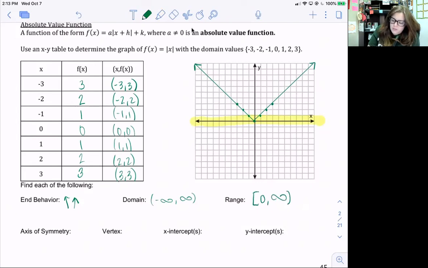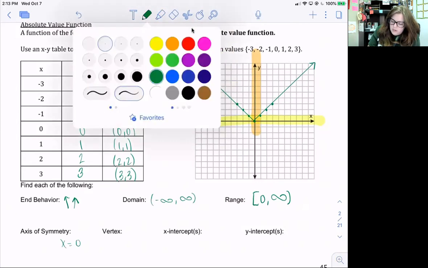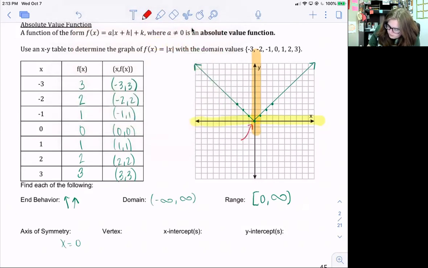The axis of symmetry is the line that cuts the graph in half, which here would be the line x equals 0. The vertex is the bottommost or topmost point of a graph. So here our vertex is the ordered pair 0, 0. The x-intercept is where it crosses the x-axis, so here it's 0, 0. And our y-intercept is where it crosses the y-axis, so 0, 0.